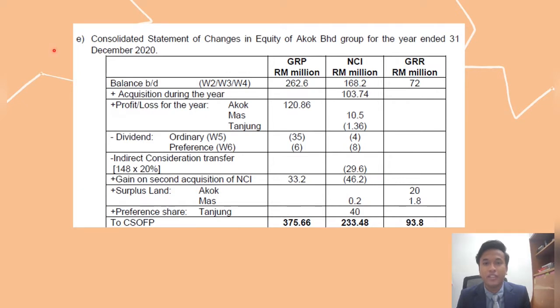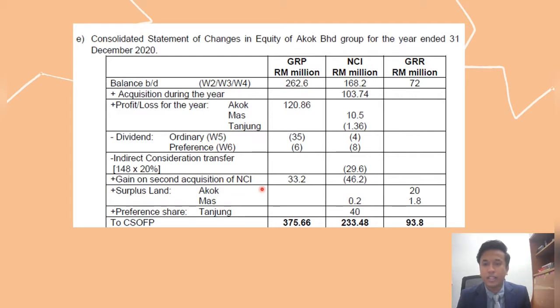So we have arrived at the consolidated statement of changes in equity of ACOB Berhad Group for the year ended 31st December 2020. For working 2 until working 6, I will show you in the next slides. We start off with our balance brought down of GRP, NCI and GRR, then we plus any acquisition during the year. For this question, we acquired Tanjung during the year and the NCI is 103.74 million. The profit attributable just now, we add it into our SOCI and then we minus any dividend payable and we minus indirect consideration transferred of 29.6 million under NCI, and then we plus any gain on second acquisition of NCI.